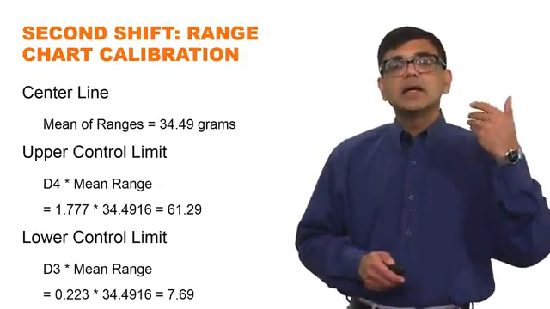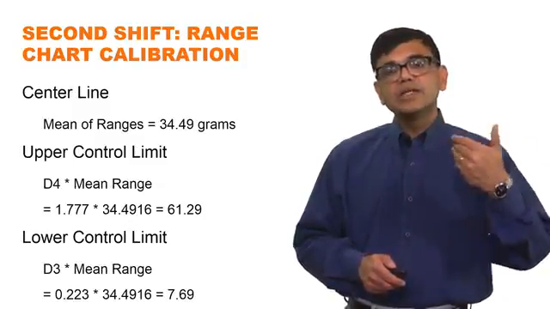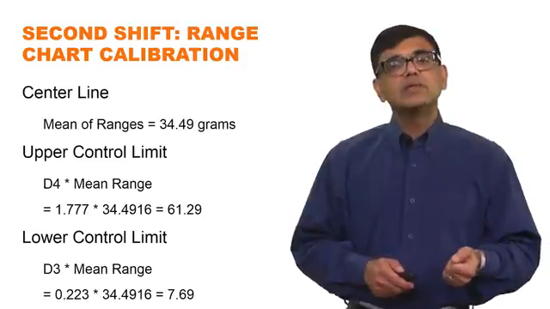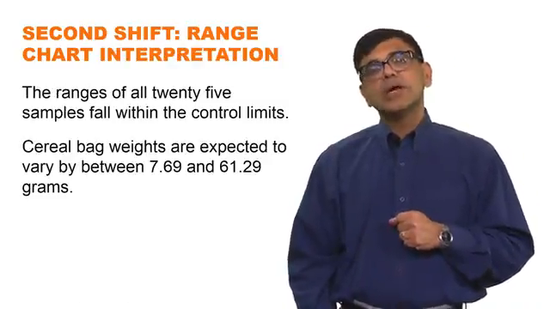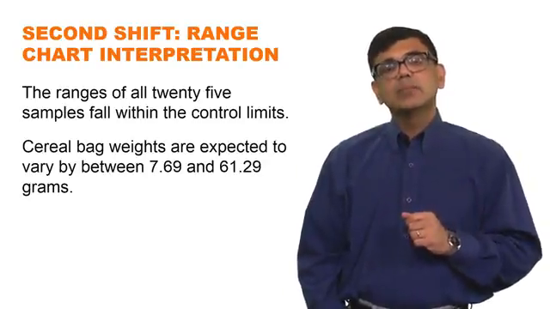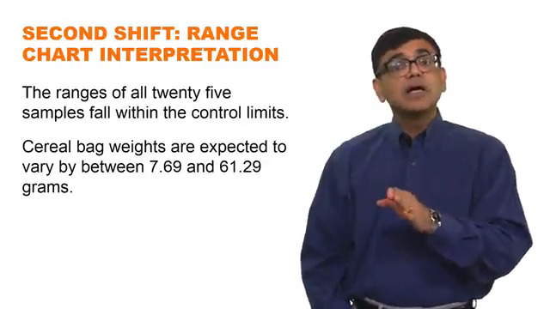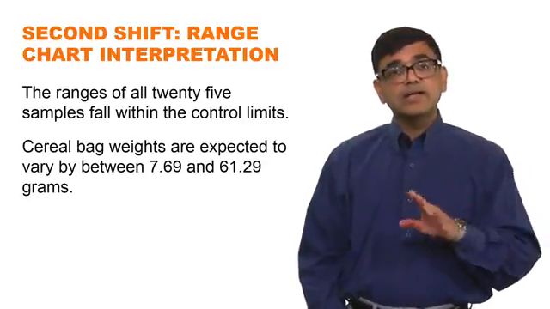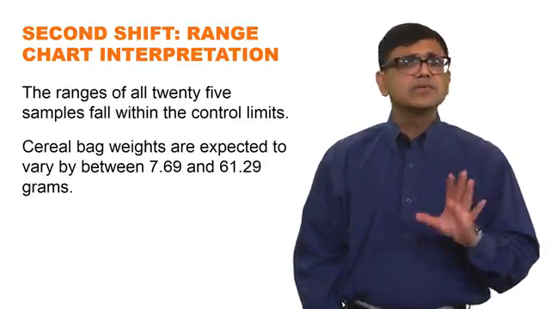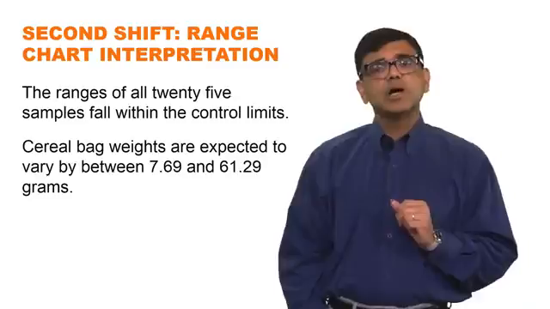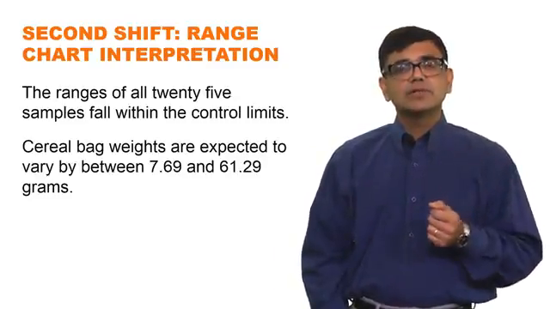We can say that given the way that the process is currently performing, there's going to be a range of between 7.69 and 61.29 grams. There's going to be variation between 7.69 and 61.29 grams. Very similar, if you remember, from shift 1. So in that sense, we can say that there's not much difference between shift 1 and shift 2 when you look at the range and the control charts for the range.